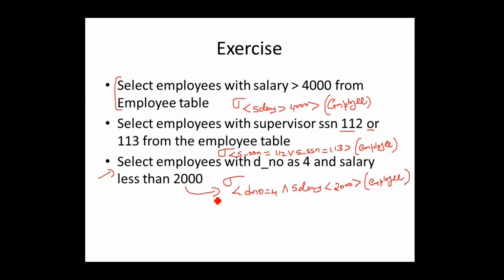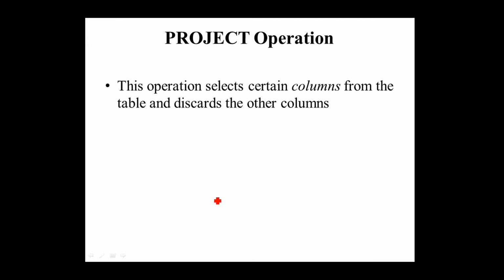Okay, so let's move to the next operation, that is the project operation. We'll see what this project operation is. This operation selects certain columns from the table and discards other columns. So here we are not talking about filtering rows, we are talking about filtering columns. We call that the project operation.